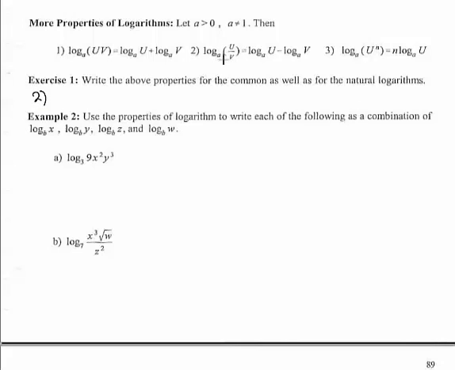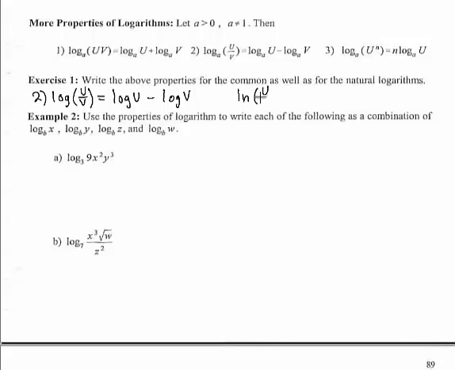For the second property that involves division, if I had the log of u divided by v, then I could write the log of the numerator first, u, minus the log of the v. Okay, keep in mind subtraction, the order of subtraction makes a difference. So the log of the numerator must come first, and then we subtract the log of the denominator.